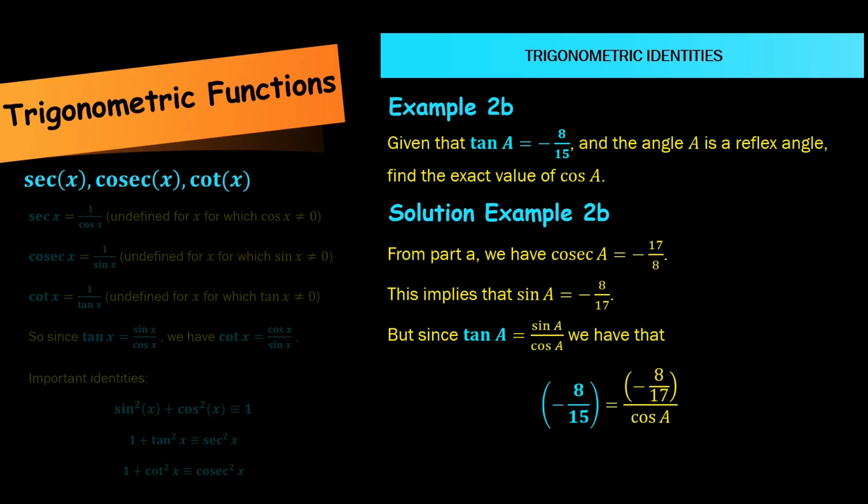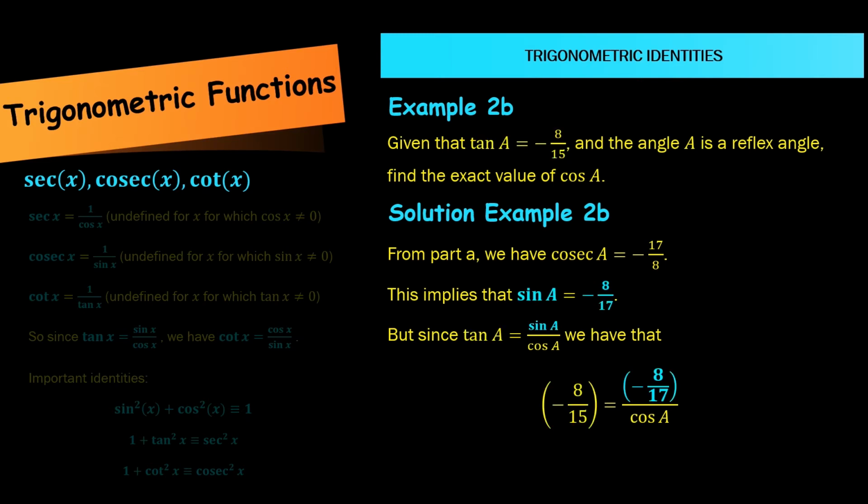So here we've plugged in the value of tan A, here's the value of sine A, and cos A is what we need to find. And rearranging this gives us that cos A equals 15/17.